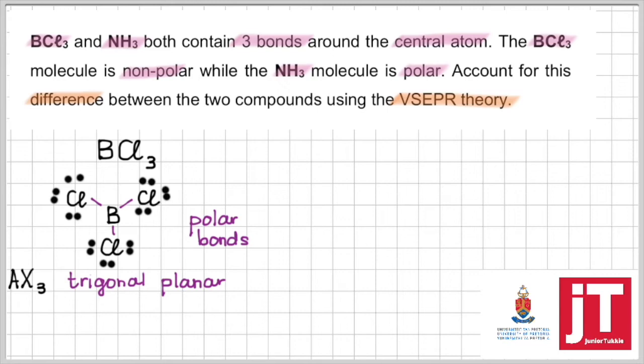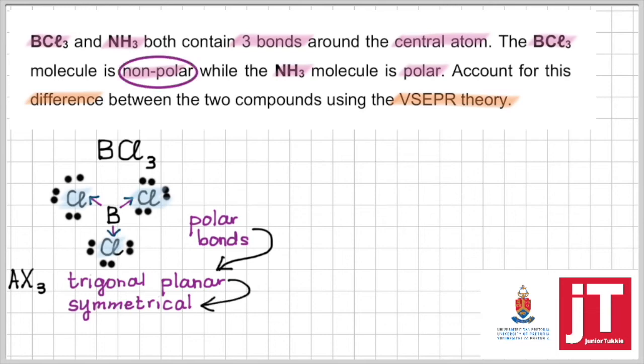And based on this, you should notice that when we draw in the arrows, they show that the molecule is symmetrical, but also all of our terminal atoms are chlorine, so they have exactly the same electronegativities. And because of this, we can conclude that the boron trichloride molecule is symmetrical. Bringing together the fact that the bonds are polar, that the molecule is trigonal planar, and that it is symmetrical, we can conclude that it is in fact a non-polar molecule, as the question says.